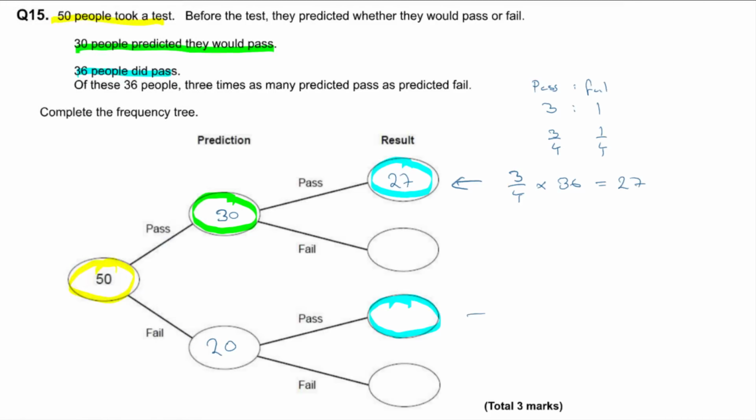So in the other box down here, 36 people passed, 27 passed who thought they would pass, so the difference, 9, passed who thought they would fail. Then we can just finish off the boxes again. I've got 30 and 27 on the top branch, so there must be 3 here. I've got 20 and 9 on the bottom branch, so there must be 11 here, so it all balances out. Okay, so that's that one done.